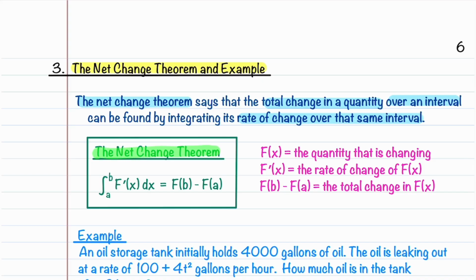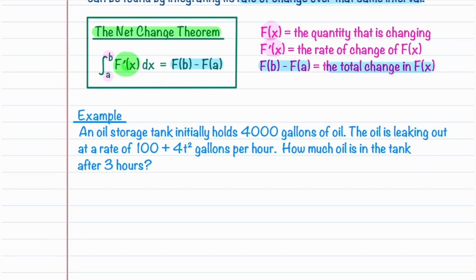The net change theorem tells us that the integral from a to b of F prime of x dx, where capital F of x is the quantity that is changing and F prime of x is the rate of change of that quantity, is equal to F of b minus F of a, which is the total change in F of x. So basically, we are just integrating a rate of change to get total change. Let's walk through an example so that we can see how this works.